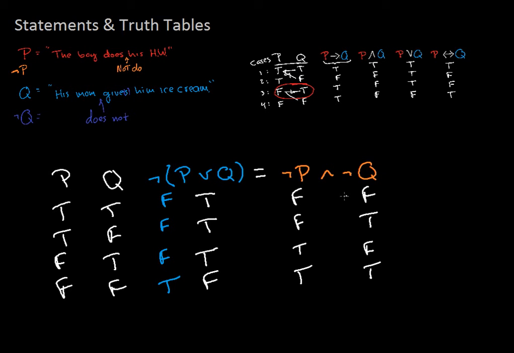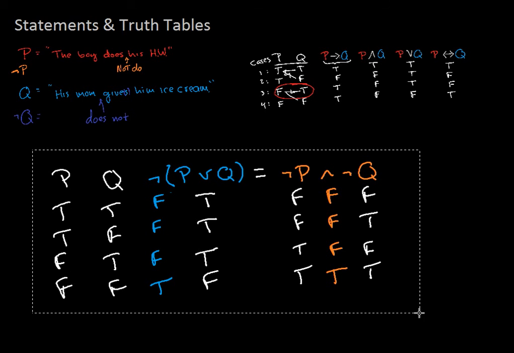Now, and: false and false is false. False and true is false. True and false is false. True and true is true. So, once again, we have compared using a truth table to prove that these statements are equivalent. We've got time for just one more.